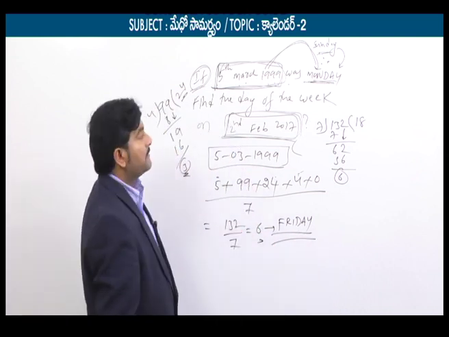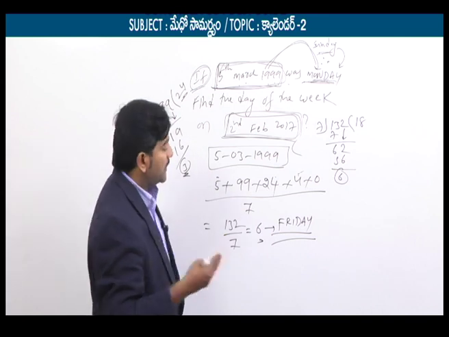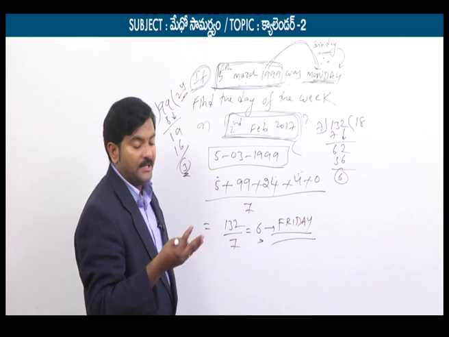Okay, very good. But what was given? Monday was given. How many days are added to get Monday? Saturday, Sunday, Monday.